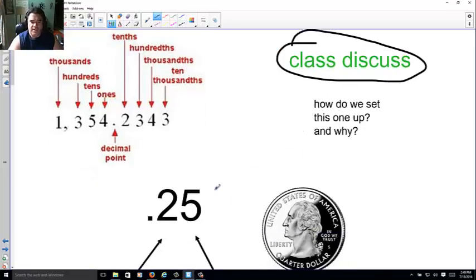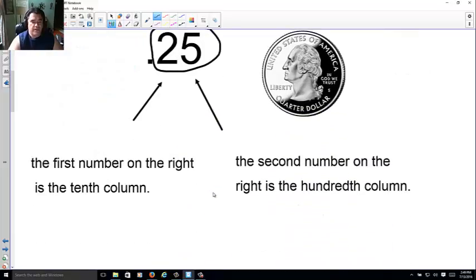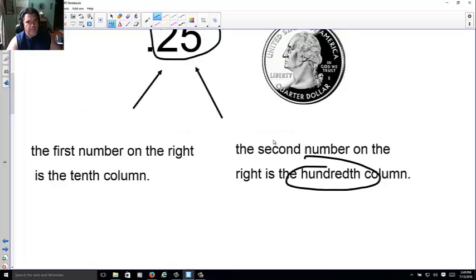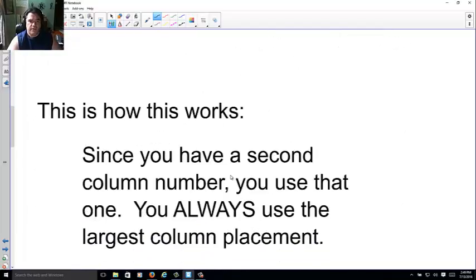How is this one set up? Well, tell me this. Tenths and what? Tenths, hundreds. So, okay, it's 25 out of 100. Since it's the tenths column, then the hundredths column, we use the hundredths column since it's the farthest over. So we take 25 over 100.